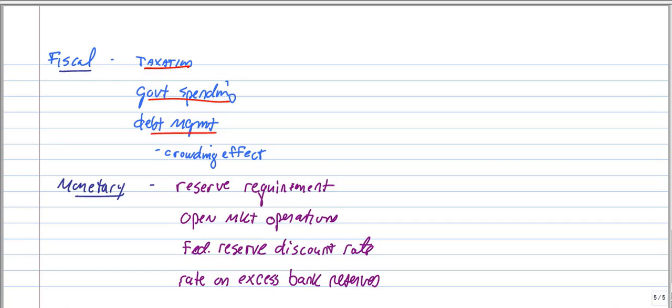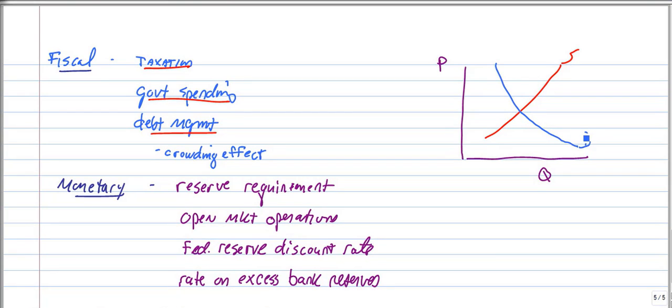If there happened to be a run on banks, at least there's some liquidity that the Fed is going to have. So the Federal Reserve, through their monetary policy, can affect the interest rates. Let's remember, here's price and here's quantity. Here's our supply curve. Here's our demand curve. So let's hold demand constant.